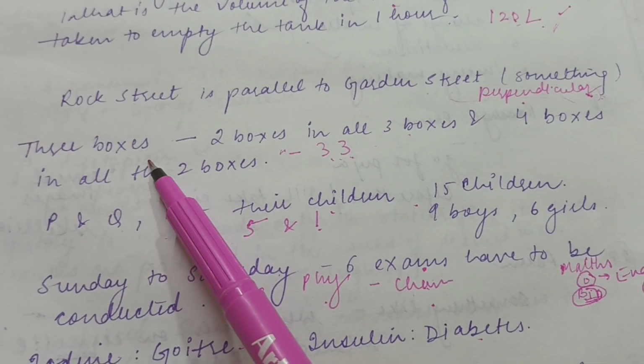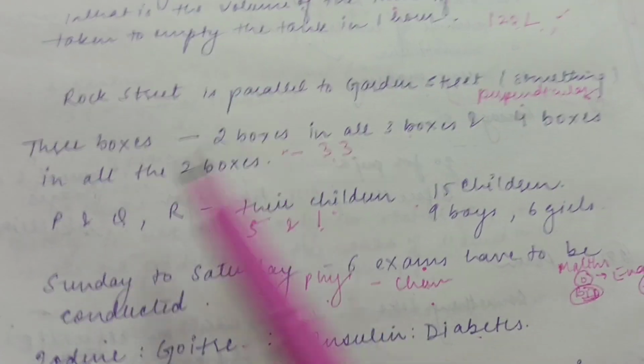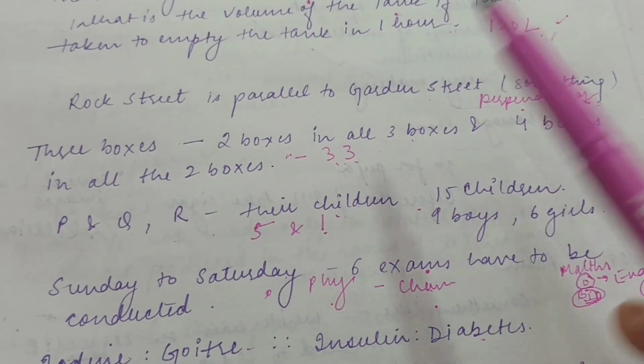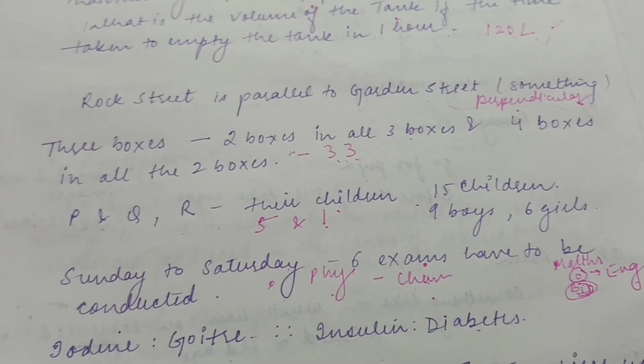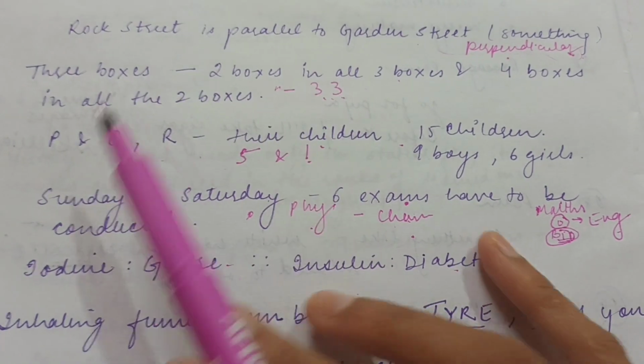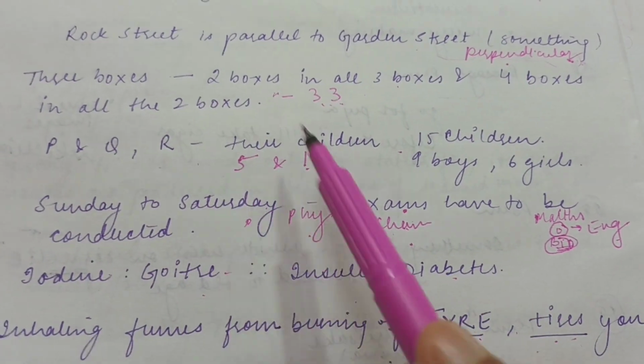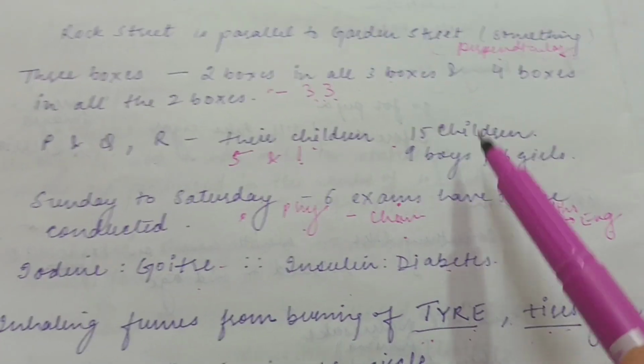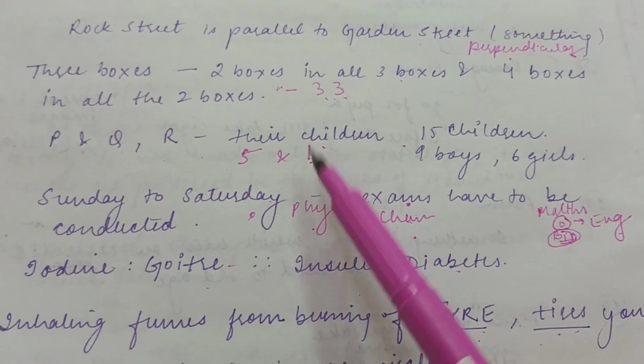There were 3 boxes. There were 2 boxes in all those 3 boxes. And then in those 2 boxes also, there were 4 boxes each. So when you answered it, the answer was 33. It was an easy question. P and Q and R, the children, boys and girls. It seemed difficult on the outside, but it was not.